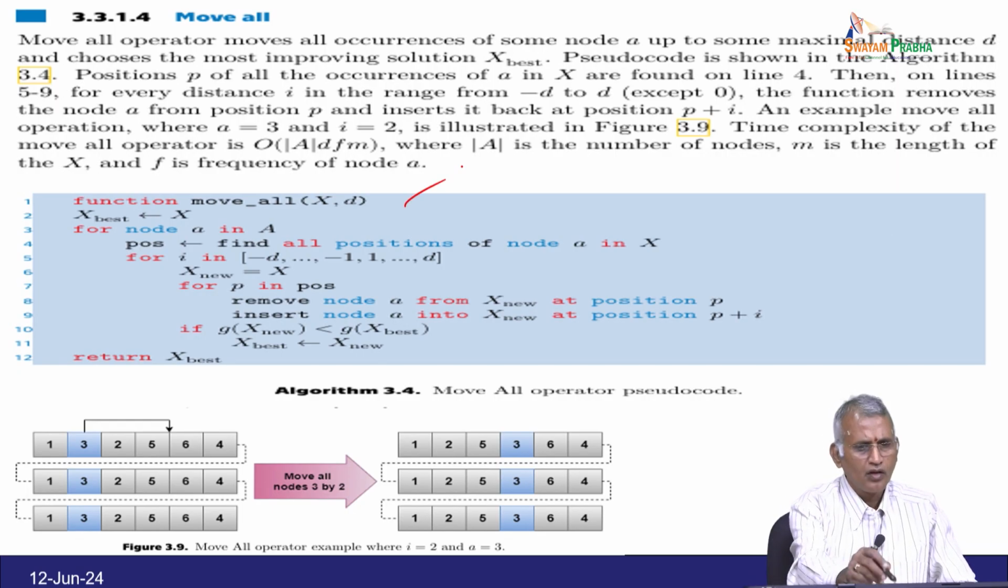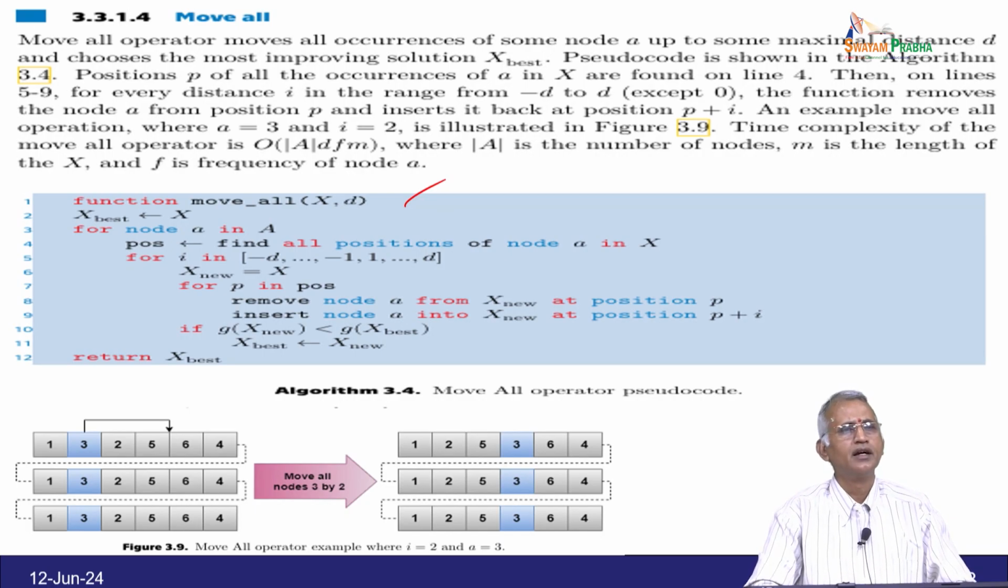Function move all x comma d: x best is x; for node A in A, find all positions of node A in x; for i in minus d to d, x new is x; for P in POS, remove node A from x new at position P, insert node A into x new at position P plus i. If g of x new is less than g of x best, then x best equals x new. So, return x best, and move all node 3 by 2. This is the picture of node 3 moved by 2.